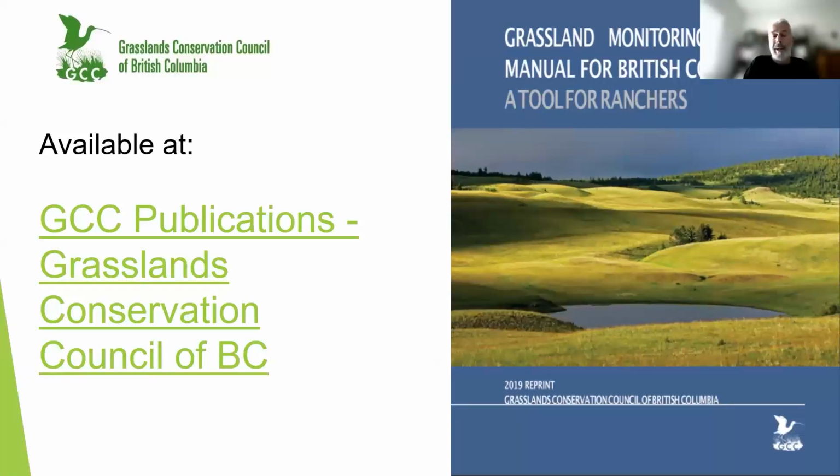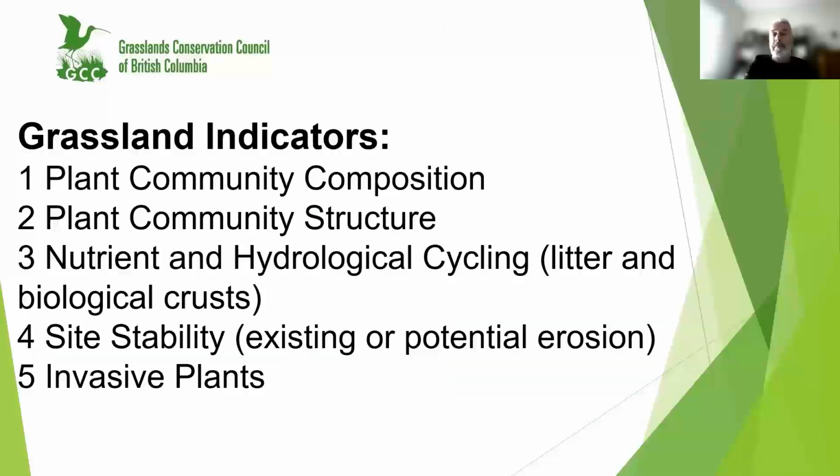We haven't printed any for a while, but we might have to do another print fairly soon. What it does is it talks about grassland indicators. So if you're going to measure your grasslands over time and try to monitor them, there's a few things we're looking at: plant community composition, structure, hydrological cycling, stability, and invasive plants. That talks about the quality of the grasslands, and invasive plants have an impact on all of those, not just the last one.